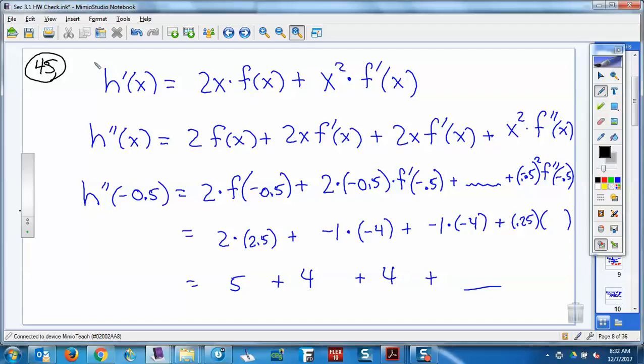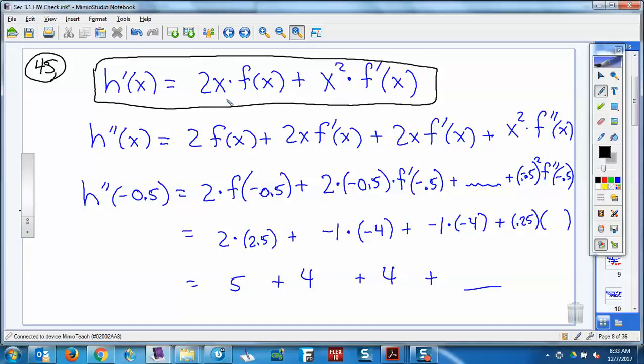So I did h prime, which was my product rule. That's what I had on the page before. And now what do you got to do? You got to do product rule and another product rule. That's fine, so I did it. There's one product rule, there's a second product rule. And now I just have to plug in a negative 0.5 everywhere.